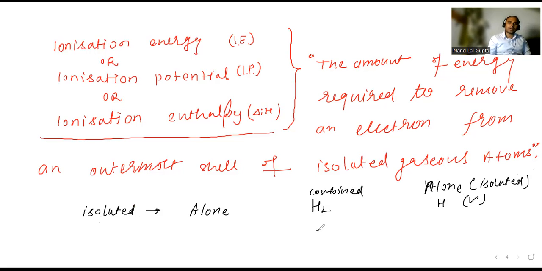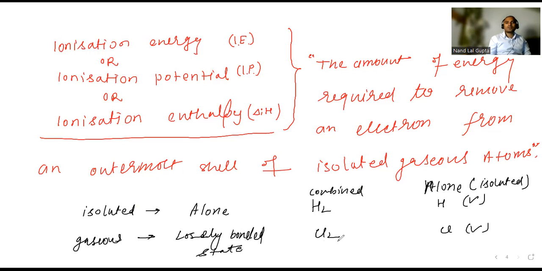Suppose I am talking about Cl2. Cl2 is combined, but Cl is isolated. Yes? Now next one is gaseous state. Gaseous is called a loosely bonded state. Loosely, L-O-S-E-L-Y, loosely bonded state.